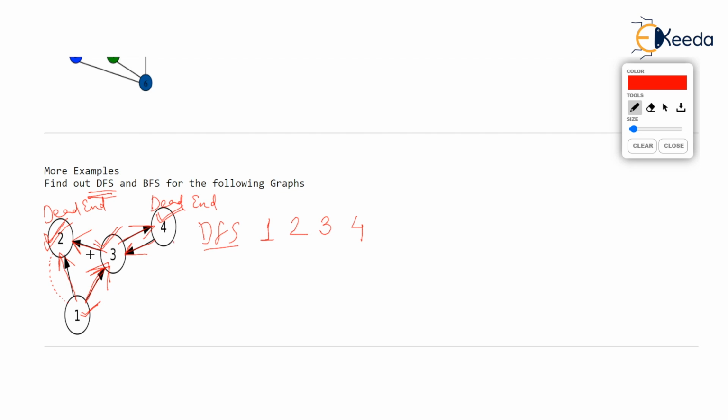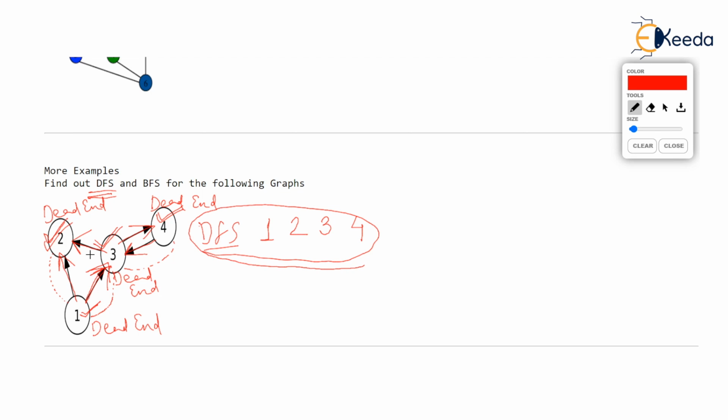So if you are back at 3, you will repeat the process on 3. But 3 is also a dead end because all the neighbors of 3 are done. So you will backtrack to 1 because you came to 3 from 1. If you come back to 1, 1 itself is a dead end. Isn't it so? And you can easily see that if 1 is a dead end, the process halts. And this is the DFS for the given graph.